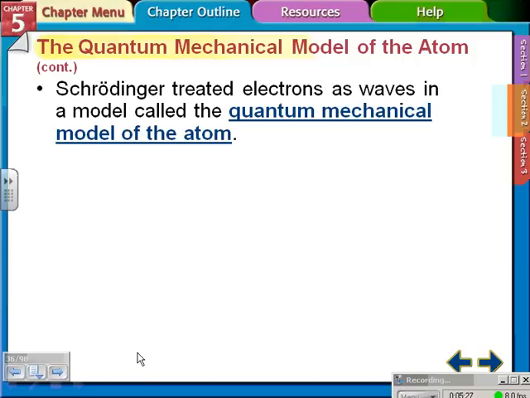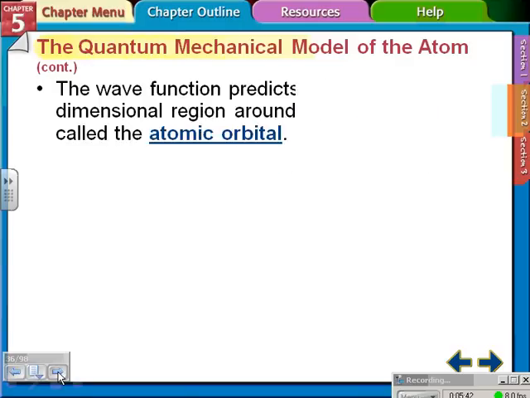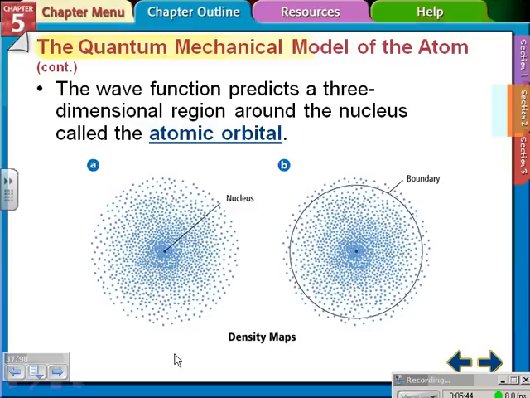Another scientist that was important was Schrodinger, and he treated electrons as waves in a model known as the quantum mechanical model of the atom. And his equation was applied as well with other elements, not just hydrogen. Now, this is called the density map. What this is, it's predicting where the electrons will be at any given time.